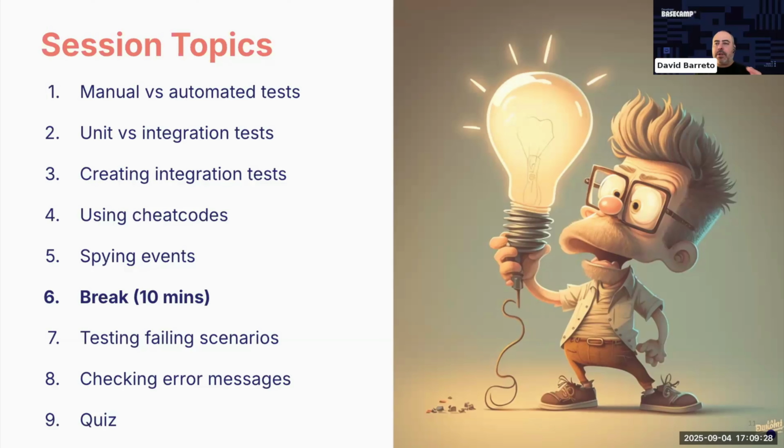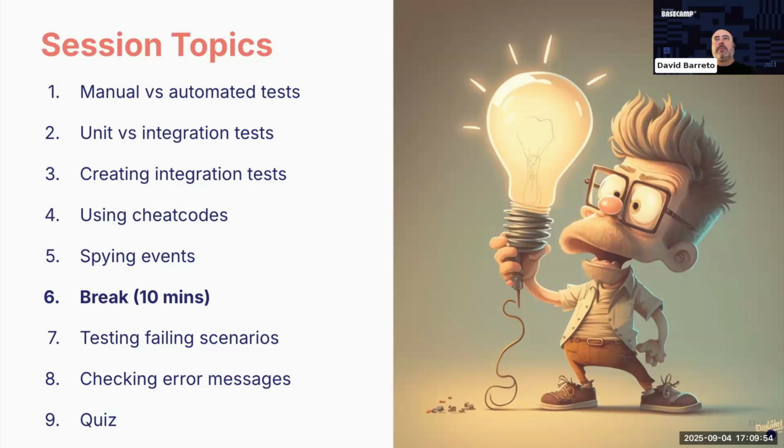I'm going to show you how to spy on events so we can test that the events are being raised correctly. At some point, we're going to have a 10 minute break. Then we'll come back to show you how to test failing scenarios, so you can check that some transactions in certain conditions will stop and revert, and also check for specific error messages when that happens. And at the end, as always, we're going to have a quiz for questions. And that's the topic. So let's jump in now.